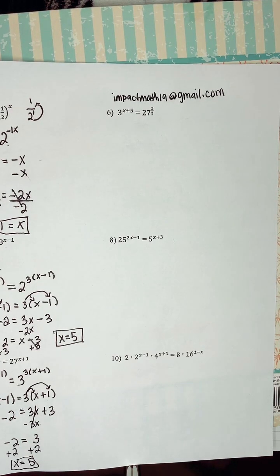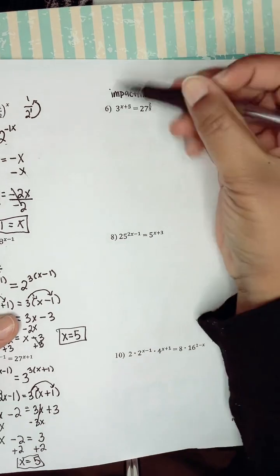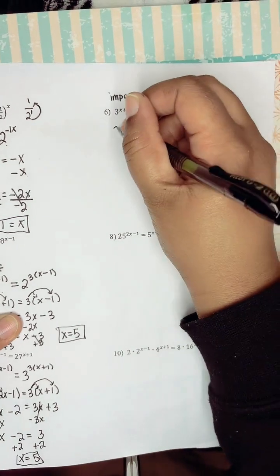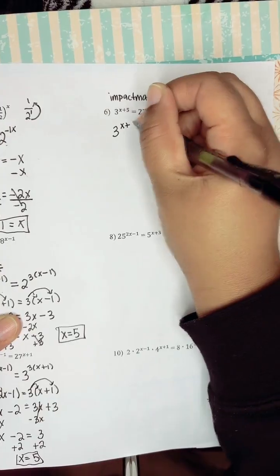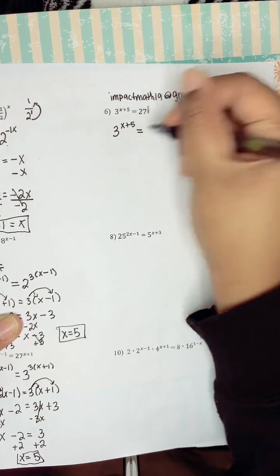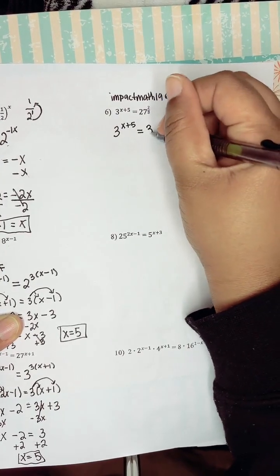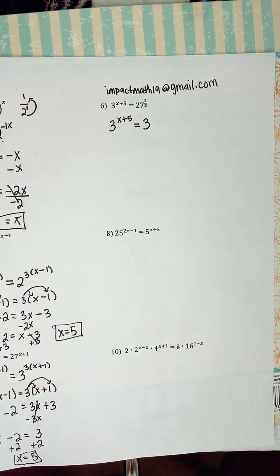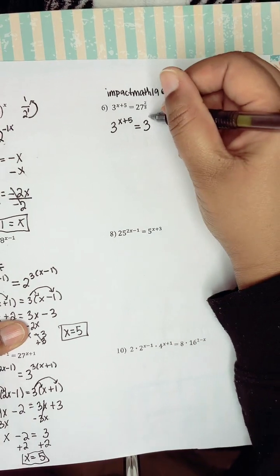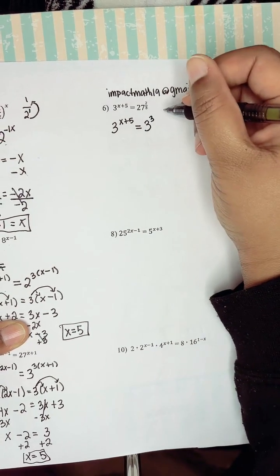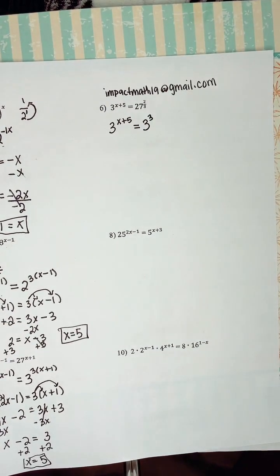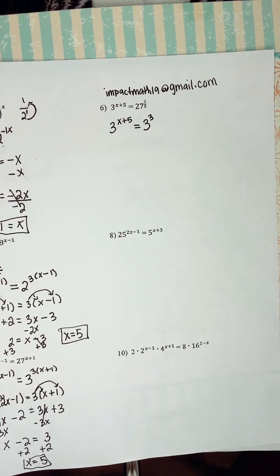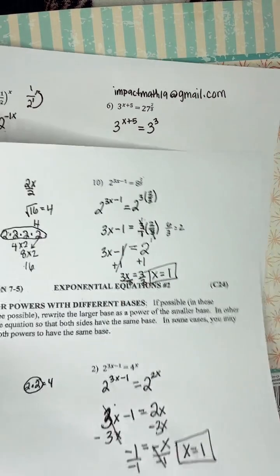All right. Okay, let's get to it. Now, this is a prime 3, so we're going to leave this 3 to the x plus 5 equals 27 over here. We're asking ourselves, how many 3s are you going to multiply to get to 27? 3. I think we did this one, didn't we? Let me make sure we didn't do this one. Oh, no, it looks very similar, though.